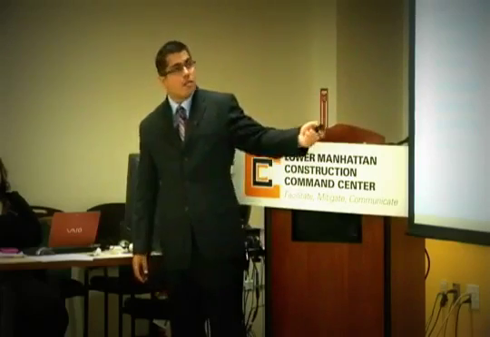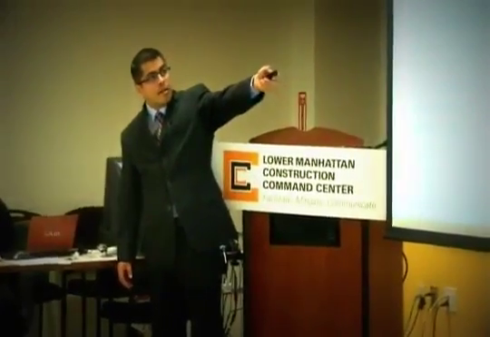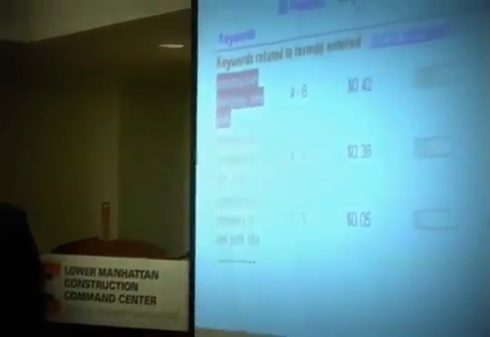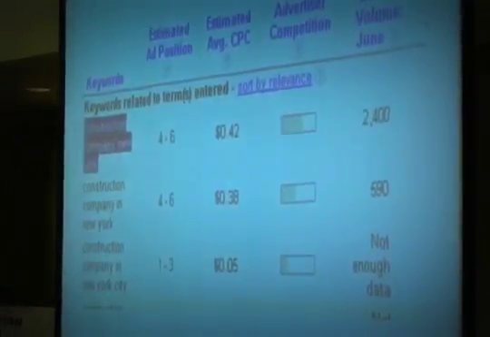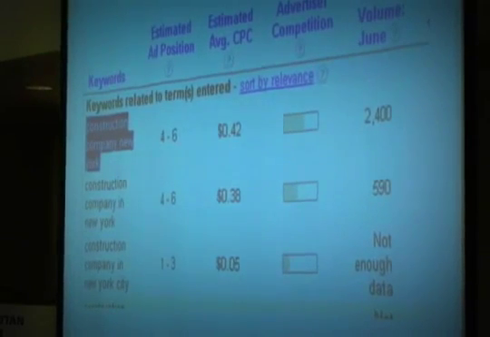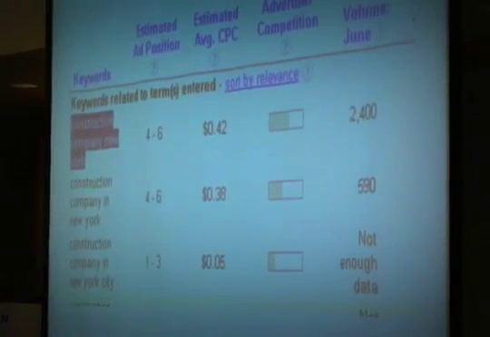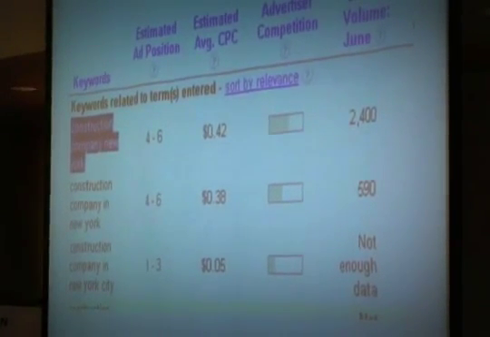This is a screenshot of a market research. Construction company in New York, how much am I going to pay per click? 42 cents. How many people are interested? 2,400. Construction company in New York is different from construction company in New York City. As you can see, there are completely different ways to say the same thing. That tells you a lot, that you can have different combinations and you can find a good market.